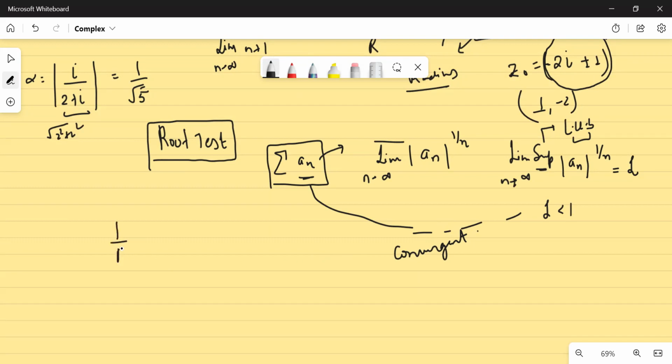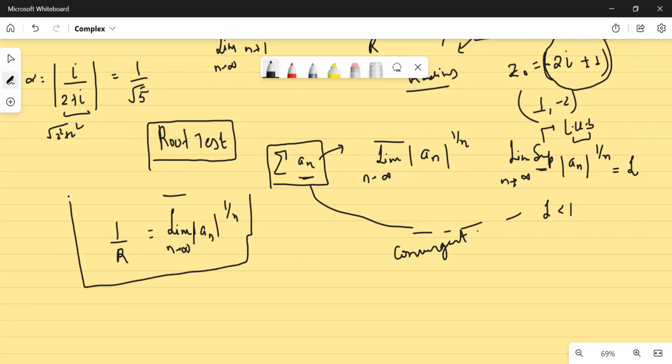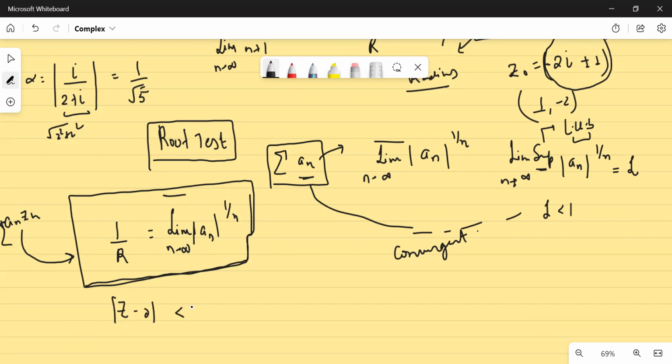Or you can also write, if you are supposed to find 1 over r, you can write 1 over r as the limit supremum as n tends to infinity of mod a_n raised to 1 over n. So this particular thing will give you the radius of convergence also. So if you want to find the radius of convergence for a series given by summation a_n z^n, then you can simply write this formula and you will be able to get the radius of convergence. And you can write that my series is convergent. Let's say this series is centered at 0. My series is convergent for this. I'll explain with certain questions.